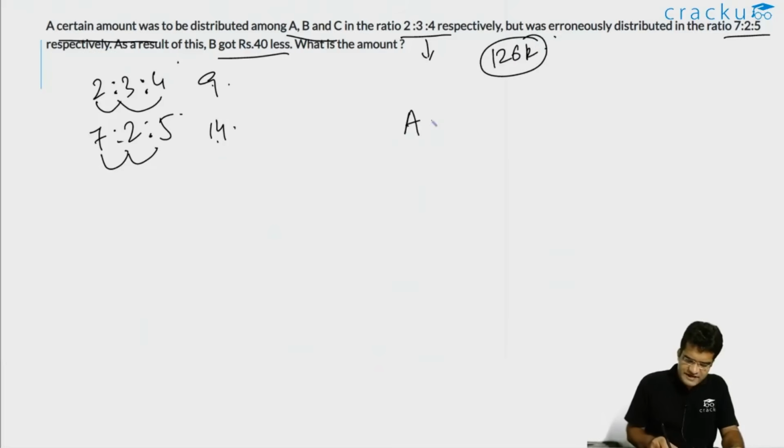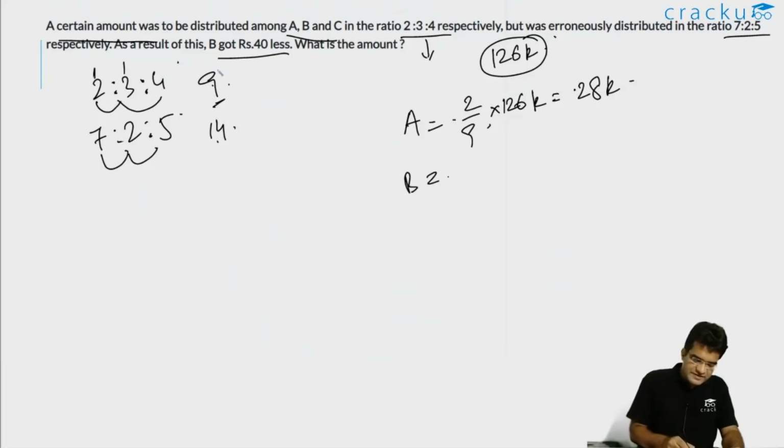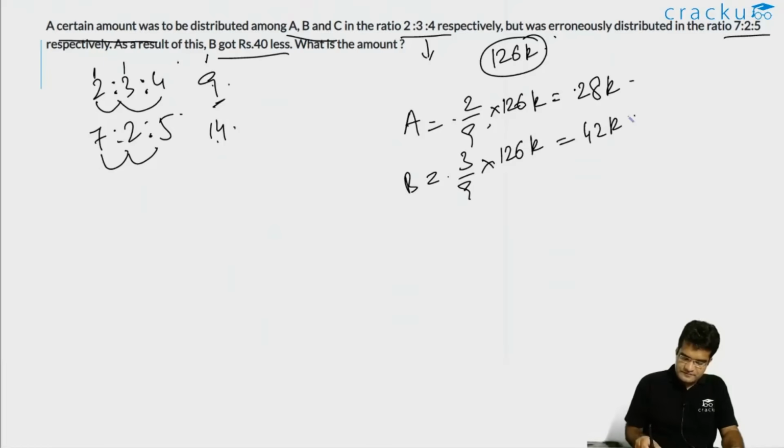So initially A was supposed to get 2 by 9. This is 2 by 9 into 126k. That is equal to 28k. And B was supposed to get 3 by 9 into 126k, which is equal to 42k. And C was supposed to get 4 by 9 into 126k, which is equal to 56k. This is what they were originally supposed to get.